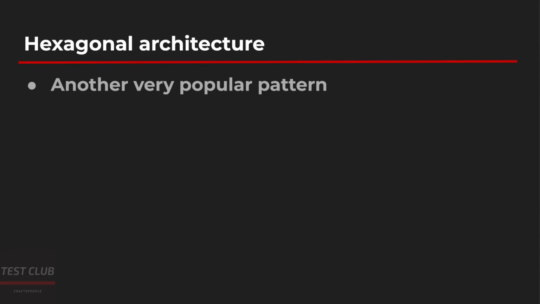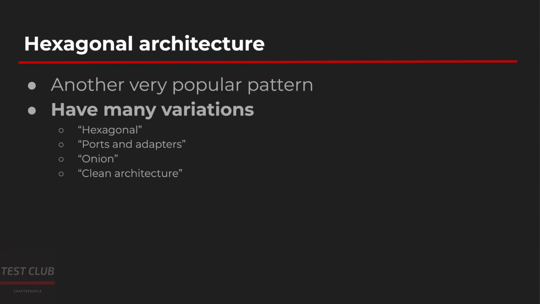Another architectural pattern that inspired the Test Club 3-layer pattern is a hexagonal architecture. It is also very popular, but not as popular as layered architecture. It does have many variations and different names: hexagonal, ports and adapters, onion and clean architecture. And while it's not necessarily the same thing, they have very similar ideas behind them.